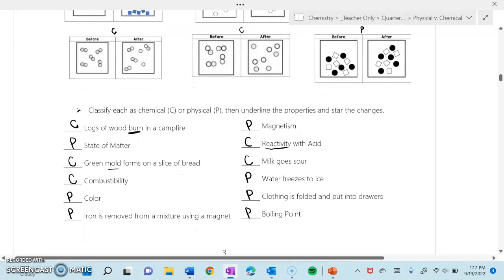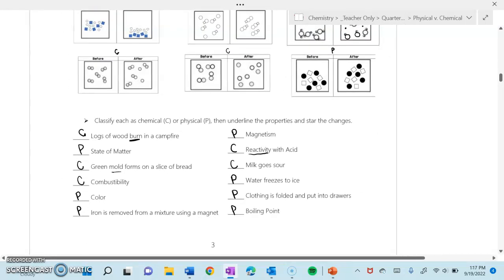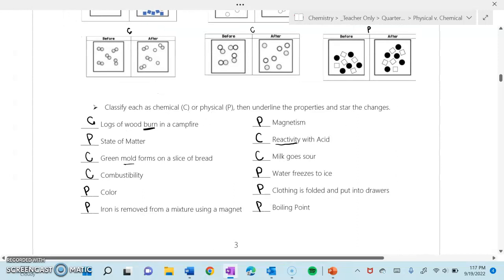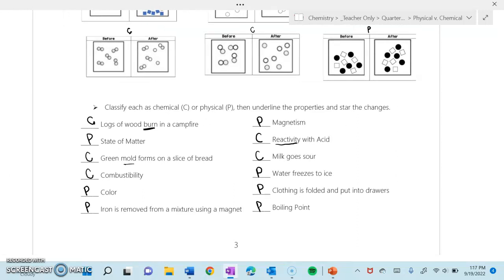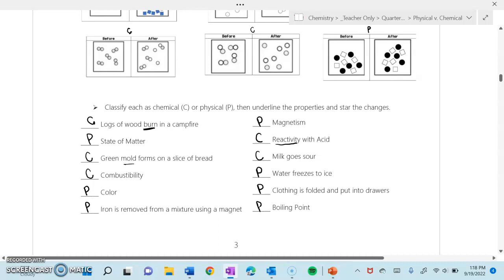Now our second part is to underline the properties and star the changes. The best and easiest way to do this is a property looks like a category and a change is more of a description of what happened. And that will always be true. So properties, look for categories. I got state of matter. I've got combustibility. Here, let me get rid of these other underlines so we don't get confused.